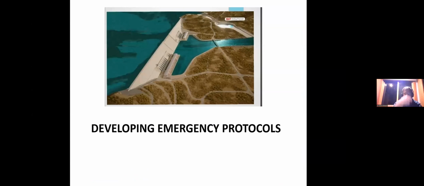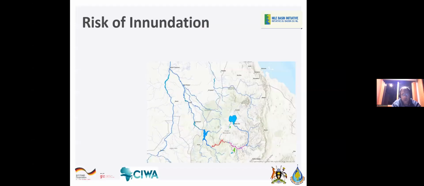The other aspect to talk about is developing emergency protocols. What happens if there is some sort of a dam failure or if there is an overtopping? We've seen dams in California having problems with their spillways during major flooding times. Dams are typically very safe structures. However, things do happen. So developing emergency protocols is absolutely critical. So there's always a risk of inundation downstream of all these dams.